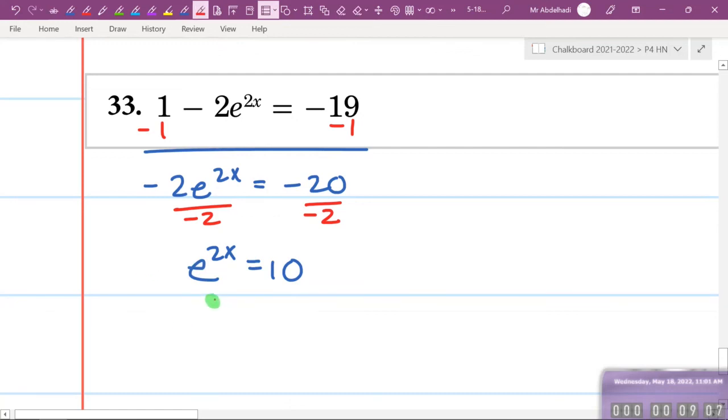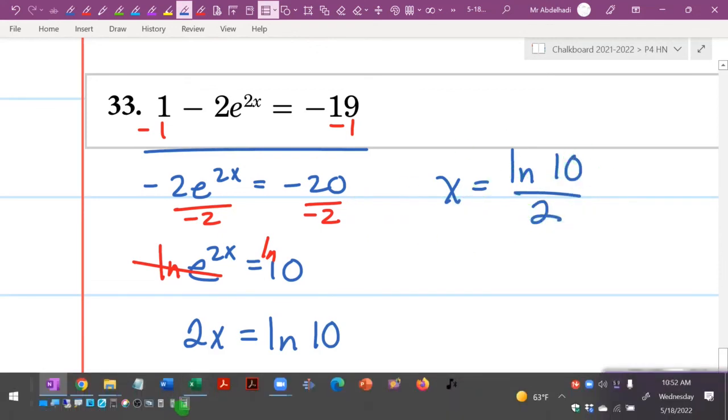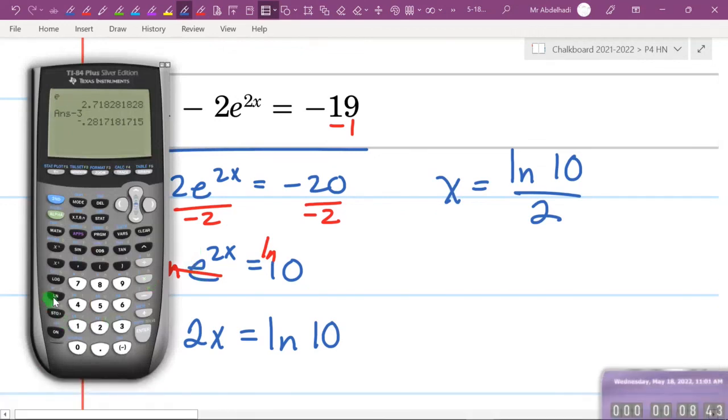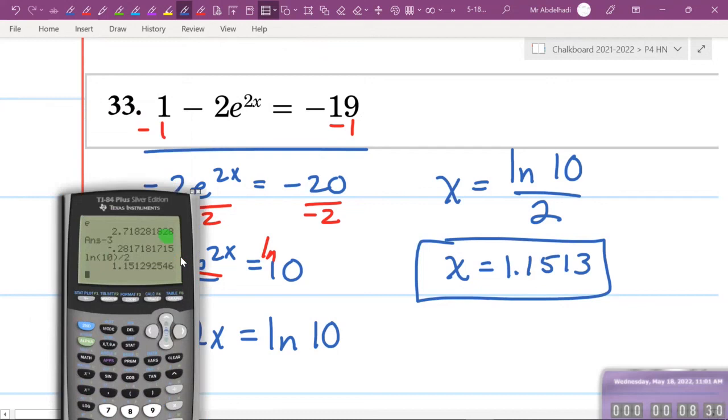So log in this case should be a natural log because it's an e, right? So you want to take ln of this side equals ln of this side. The lns cancel out, the 2x comes down. You get 2x equals ln 10. So x equals whatever ln 10 over 2 is. Now there's your exact answer. And for your decimal approximation, ln 10 divided by 2 is 1.1513. And that is number 33.